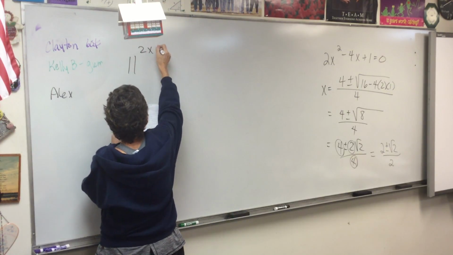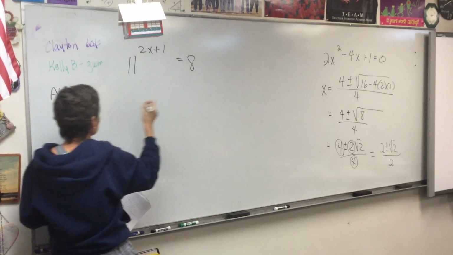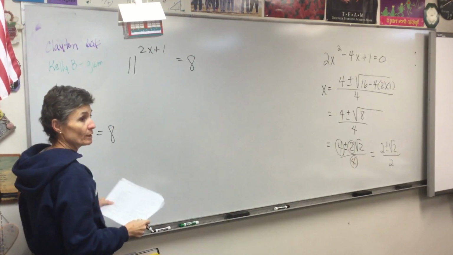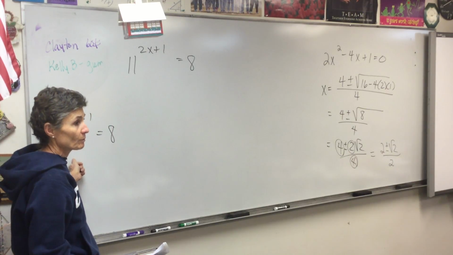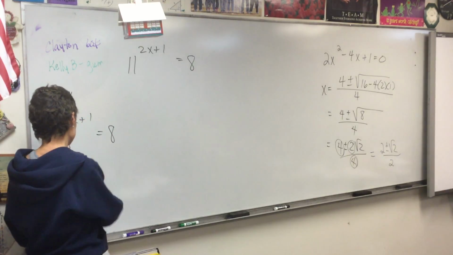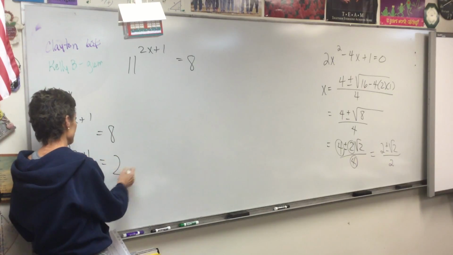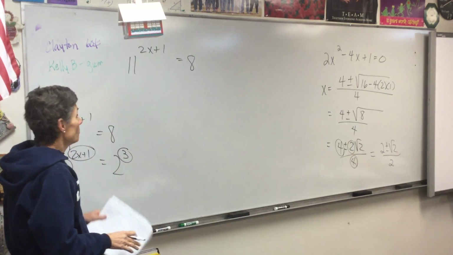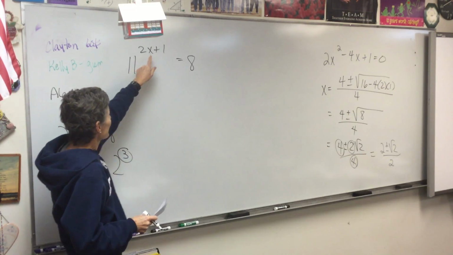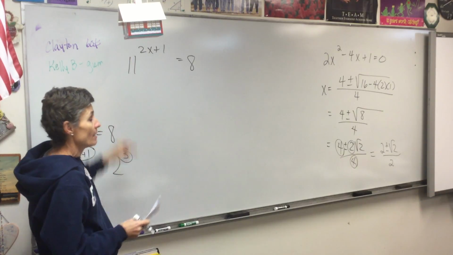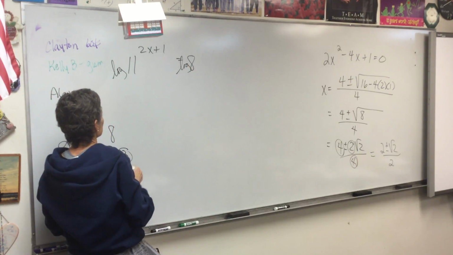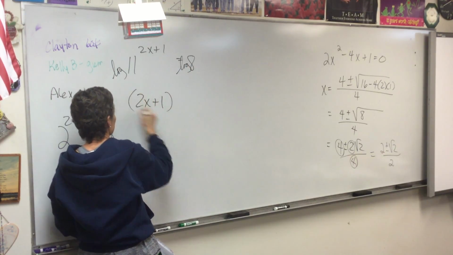11 to the 2x plus 1 equals 8. If this had been 2 to the 2x plus 1 equals 8, I wouldn't need a calculator. I could do that one without a calculator because what's 8? 2 cubed. And I could set my exponents equal to each other and solve, right? But it's not an 8, or it's not a 2, it's an 11. So I need to get that exponent down, and the only way to get it down is to take the logarithm of it. So I'll take the logarithm of both sides, the exponent comes down.